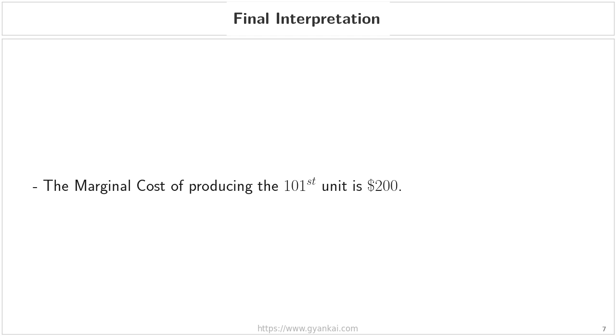This brings us back to the fundamental definition we discussed at the beginning of this lesson. The marginal cost is not the average cost of all units, but specifically the incremental cost of producing one more unit. With this interpretation clear, we can now move forward to summarize the key takeaways of this topic.